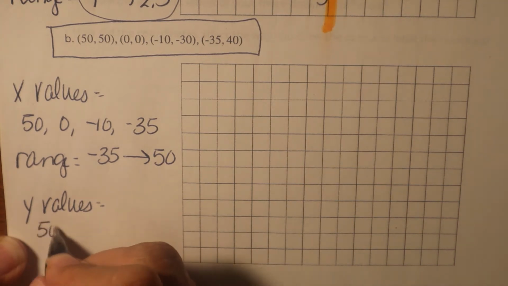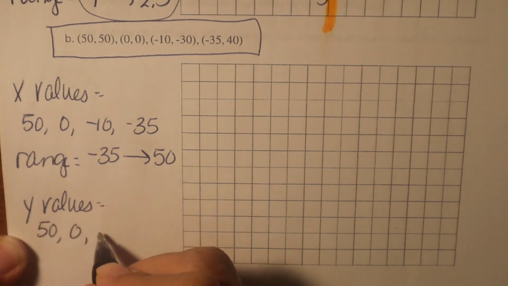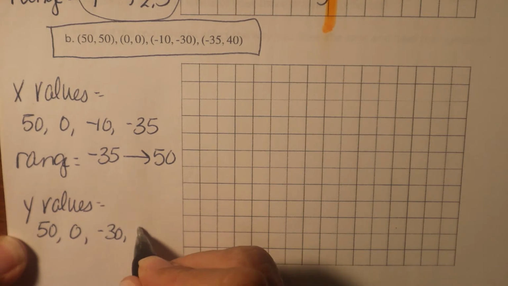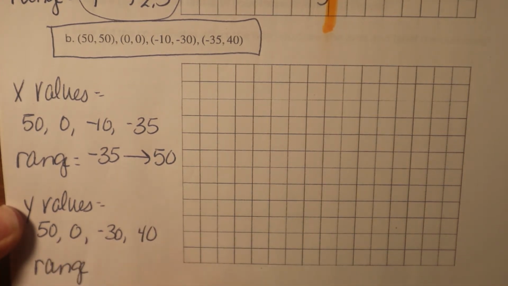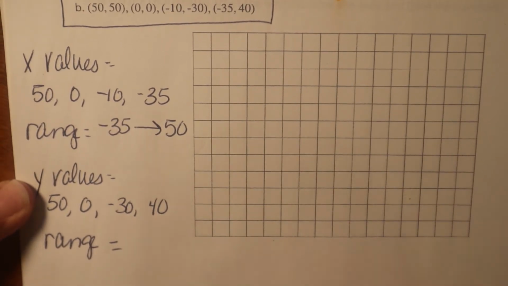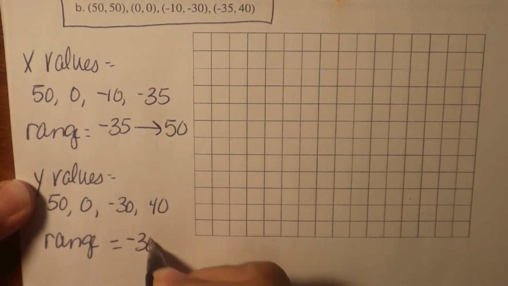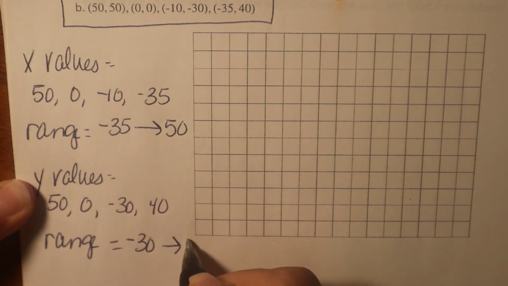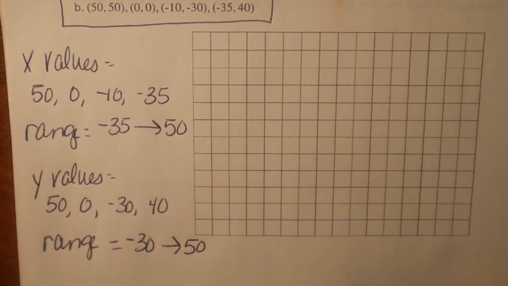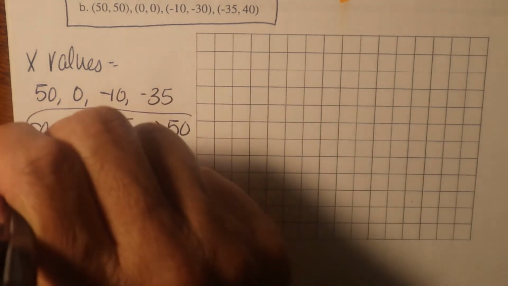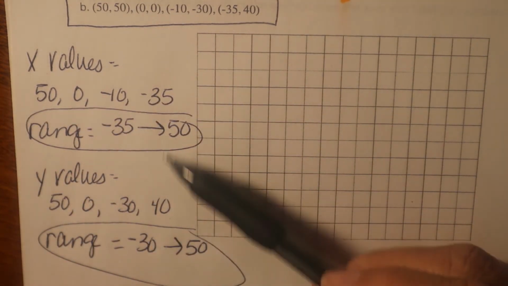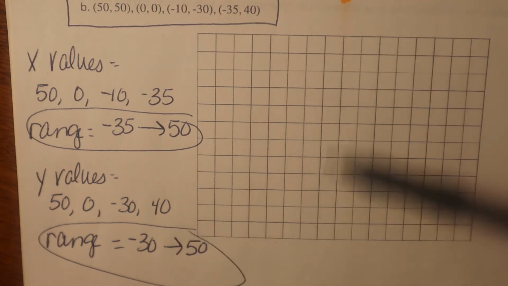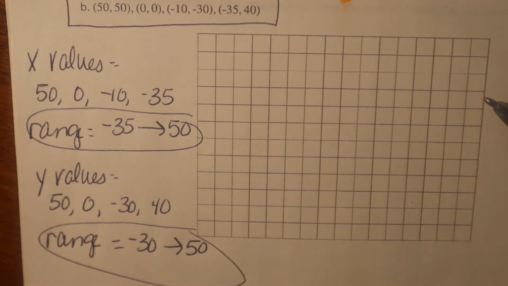I have a 50, a 0, a -30, and a 40. So my range for my y coordinates, my lowest was -30, and my highest was 50. So this is what I'm focusing on here, my ranges of x's and my range for the y's. This is what's going to help me determine how I'm going to label my coordinate plane.